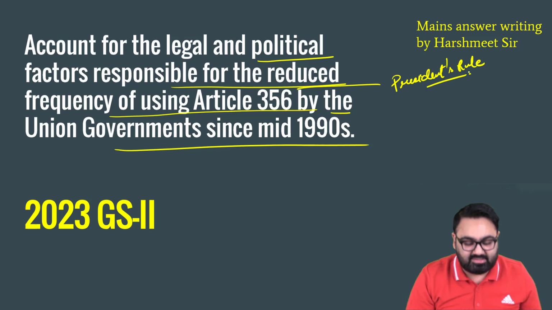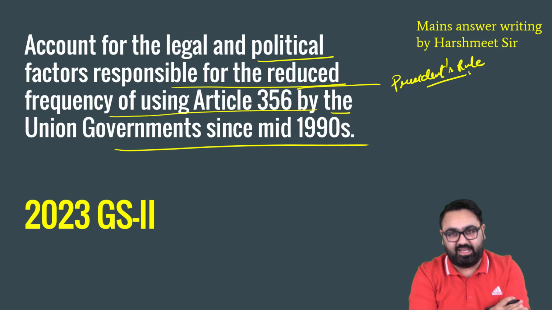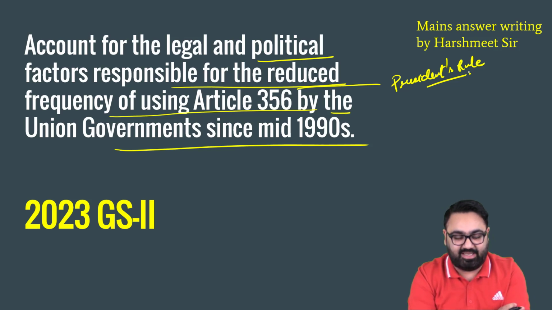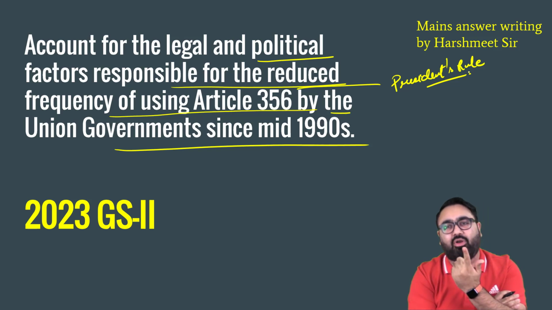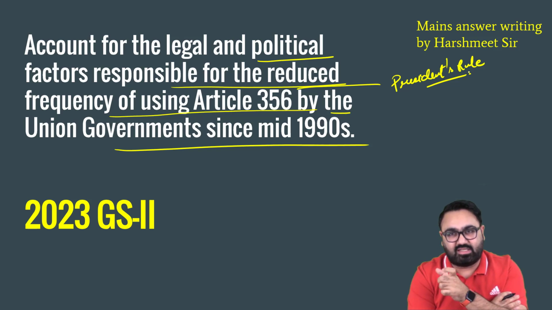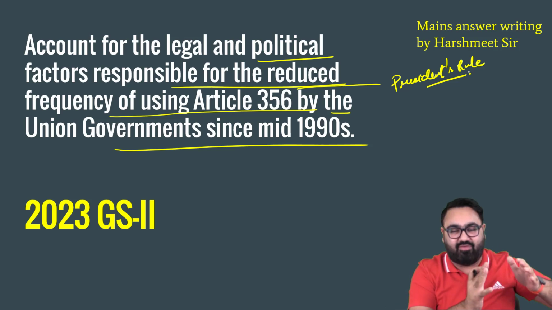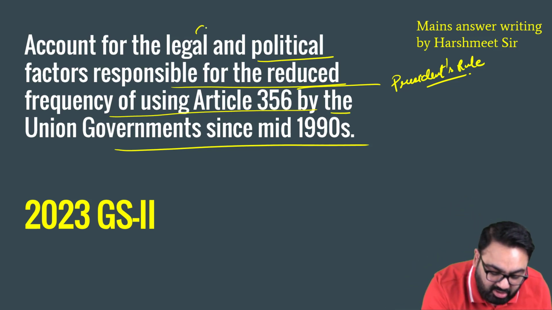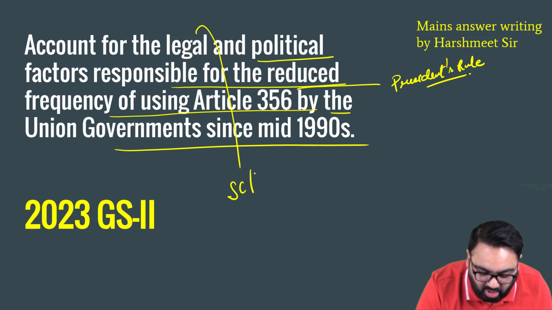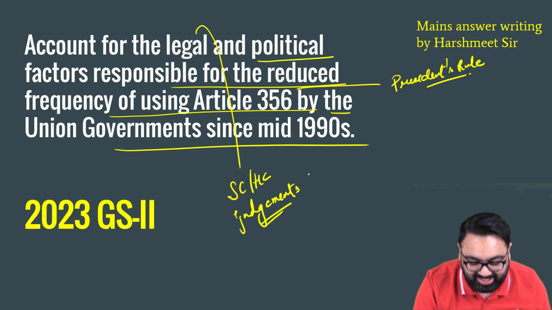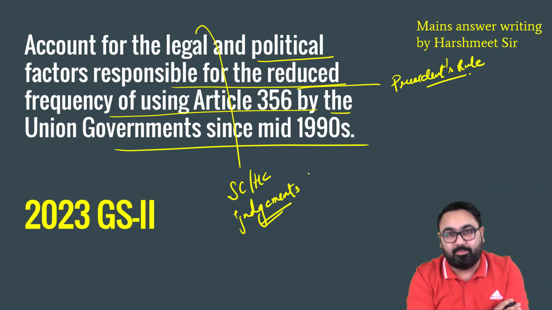So the question is saying that since the 1990s, the frequency of President's rule or state emergency in India has reduced. So tell us what are the legal and political factors behind it. These are the two things that they're asking you. So in the main body, you'll have to write about the legal factors. Legal factors, for example, would mean what? Mainly the Supreme Court or High Court judgments. What has the Supreme Court or High Court said that has led to a reduction in President's rule being imposed?